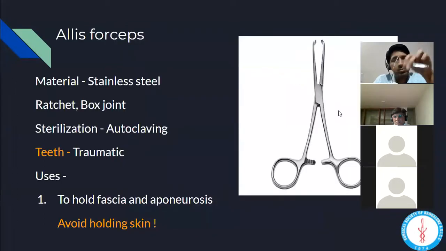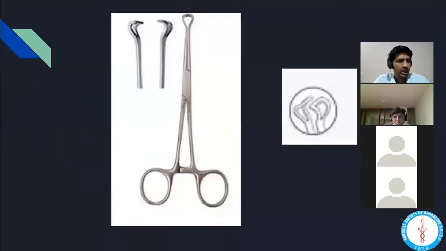But the thing that you need to remember is it should not grab onto skin. We have a tendency to put Allis on the skin and lift it up. That's because when you pull, it can cause severe abrasions on the skin. For a patient, it doesn't matter what you have operated on the inside, but what matters is how the skin looks on the outside. So if you end up with a lot of abrasions there, it might not sit very well with the patient. Next, we have the Babcock's forceps.